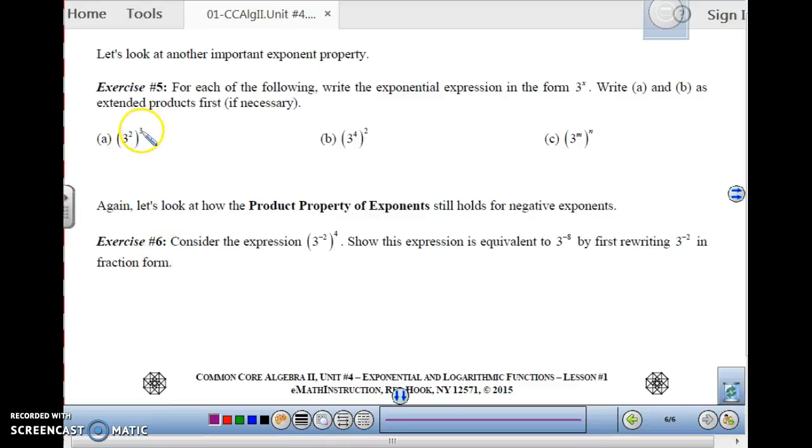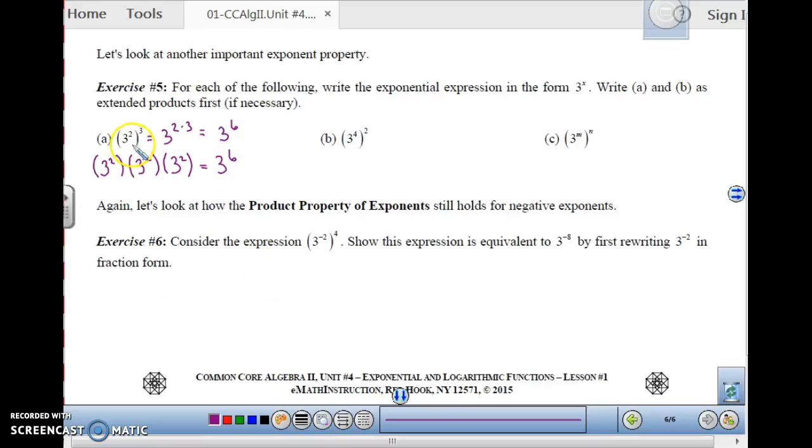3 squared cubed says to take 3 squared and multiply it 3 times. So this actually means 3 squared times 3 squared times 3 squared. Well, multiplying the same base, what do you do with the exponents? You add the exponents together. It's 3 to the 6. Okay, now there's got to be a faster way than having to write that out every time. You wouldn't have to go 3 squared, 3 squared, 3 squared. Well, isn't that 3 to the 2 times 3? Yeah, it's equal to 3 to the 6.